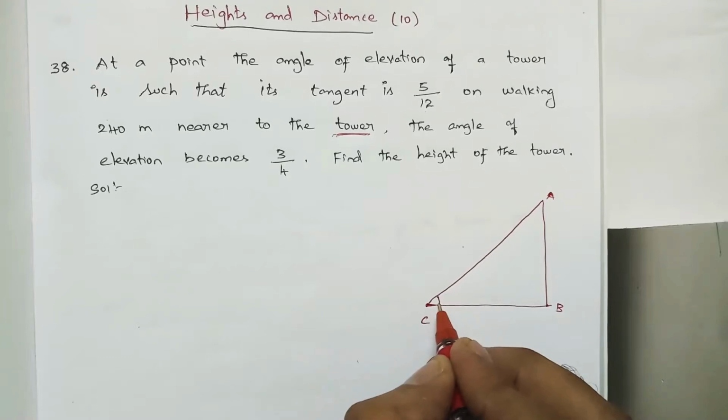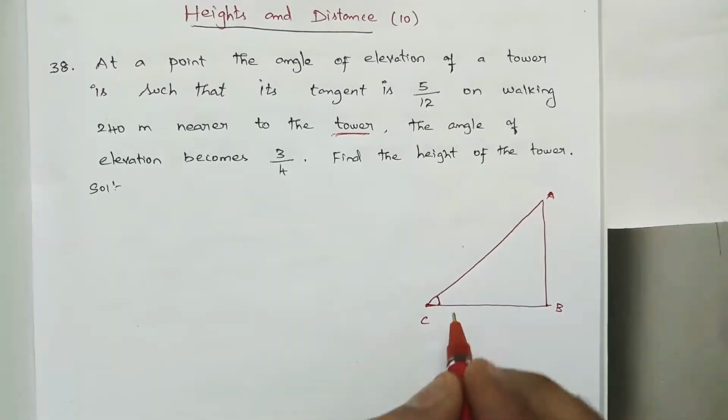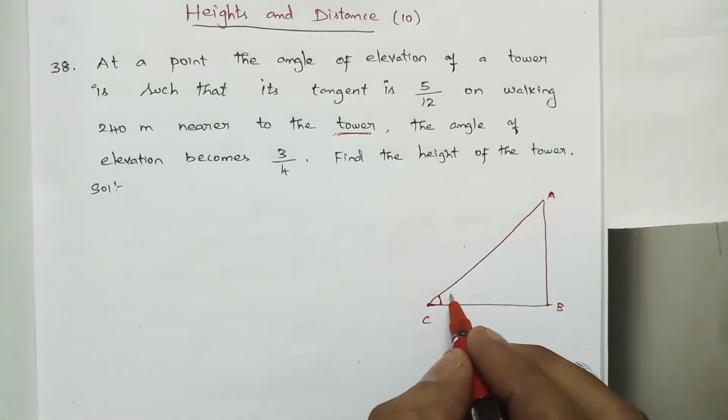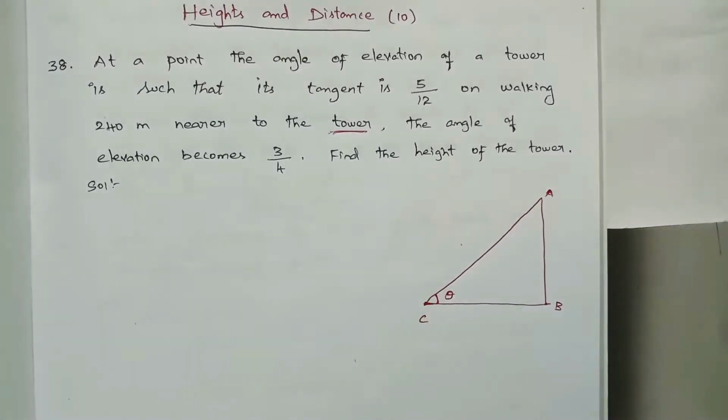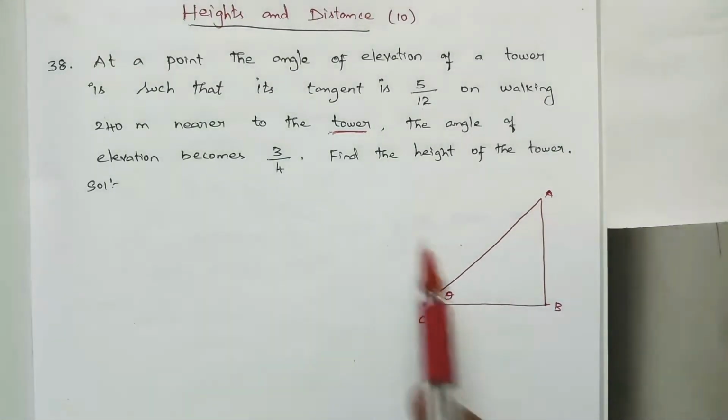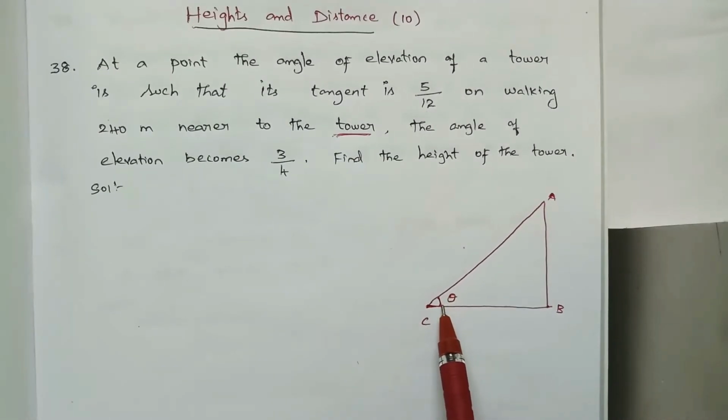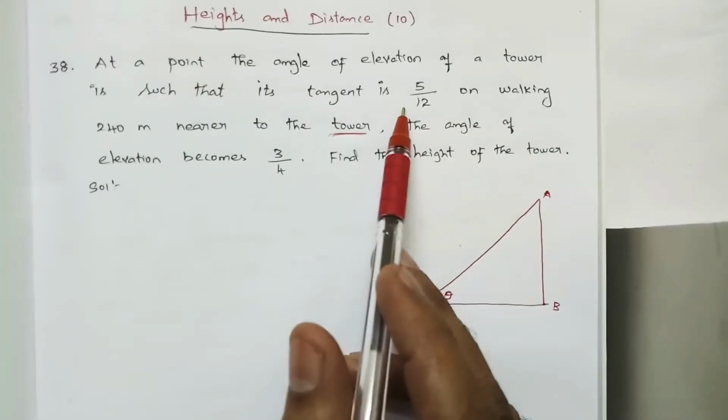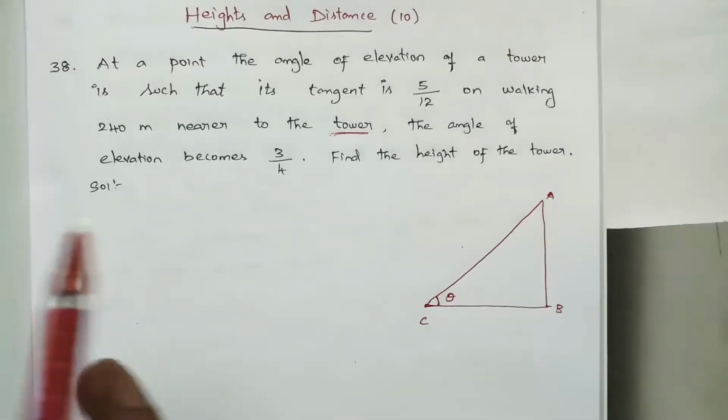We don't know the angle of elevation. I'm just assuming that the angle of elevation is theta, right? And one more thing they have given, tan theta is equal to 5 by 12. While we are writing the given, at that time we will note it, right?